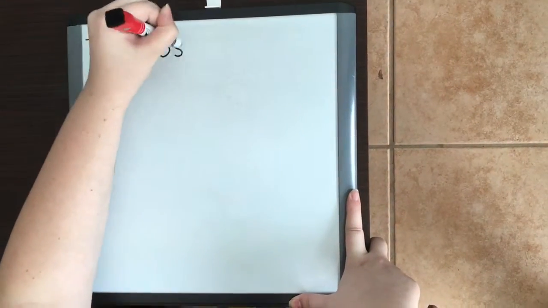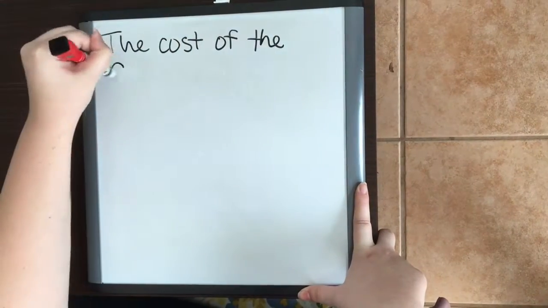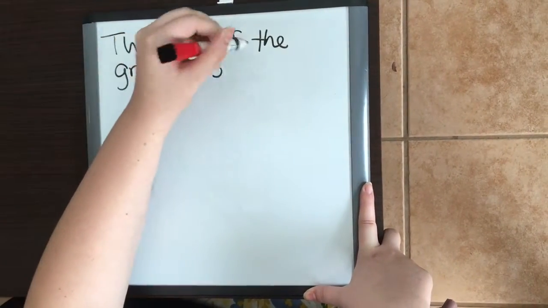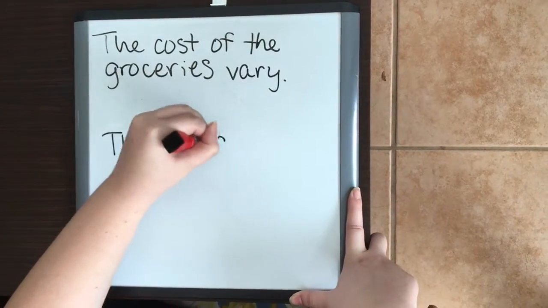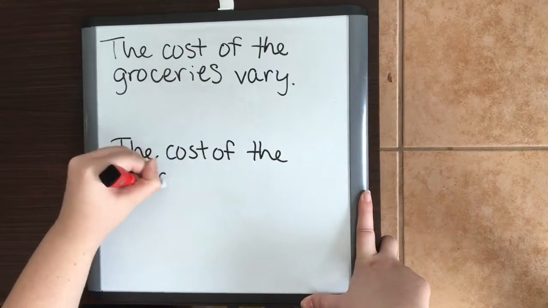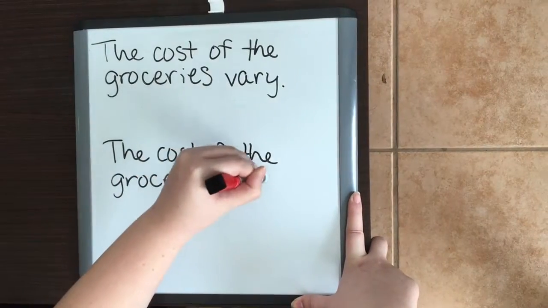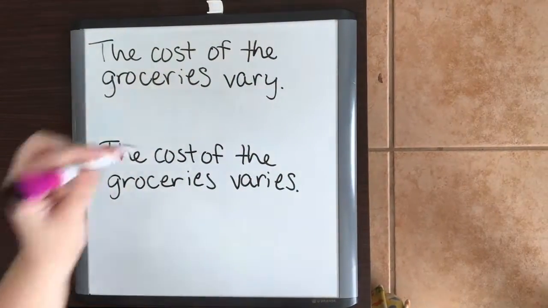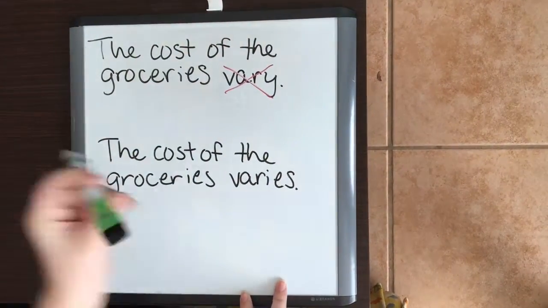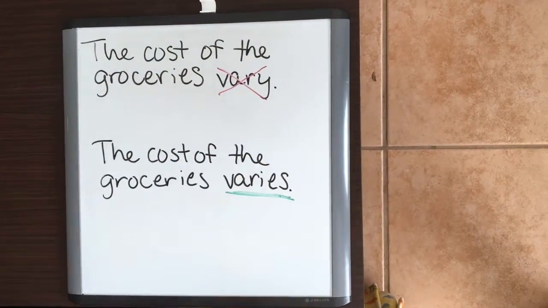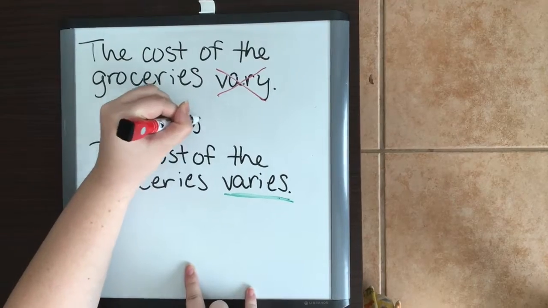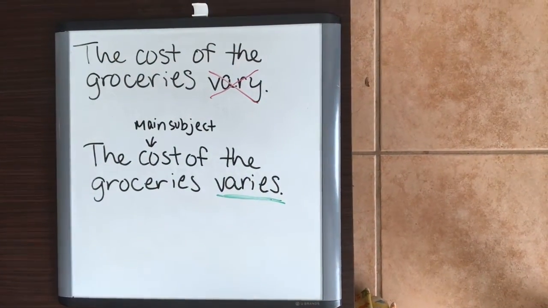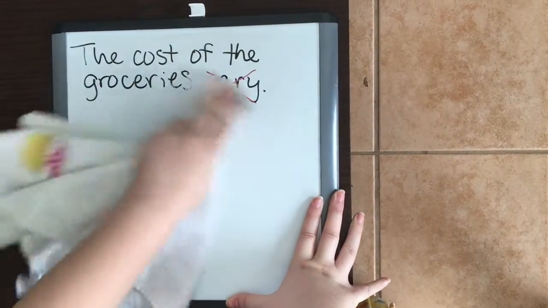Let's look at an example. Sentence 1 reads, "The cost of the groceries vary." The subject of the sentence is the noun phrase, the cost of groceries. But instead of agreeing with the principal noun cost, the verb vary is attracted to groceries. In order to correct this, we would need to change the verb. So you would say the cost of the groceries varies. Here, the verb varies is now agreeing with the main subject, cost.